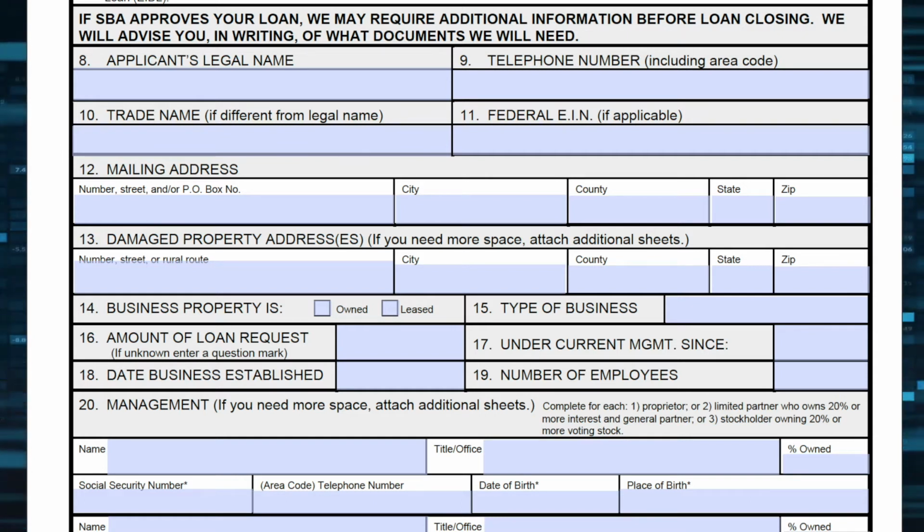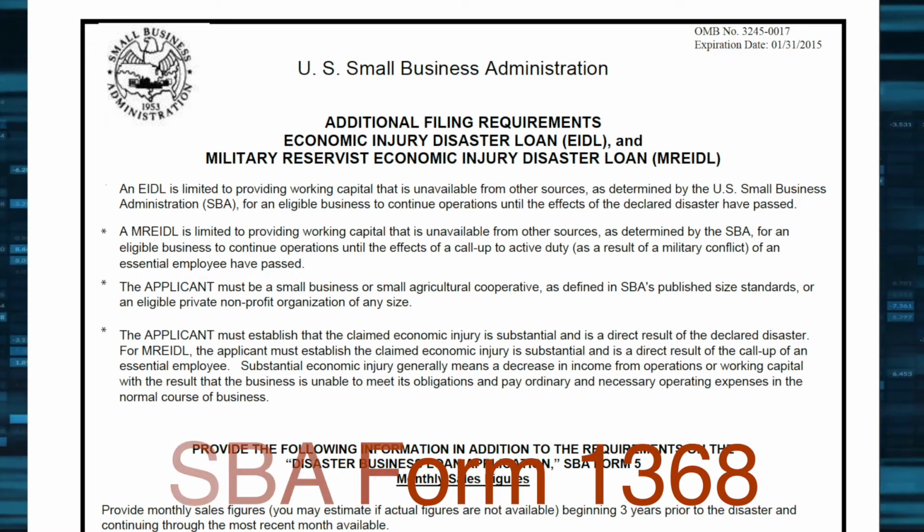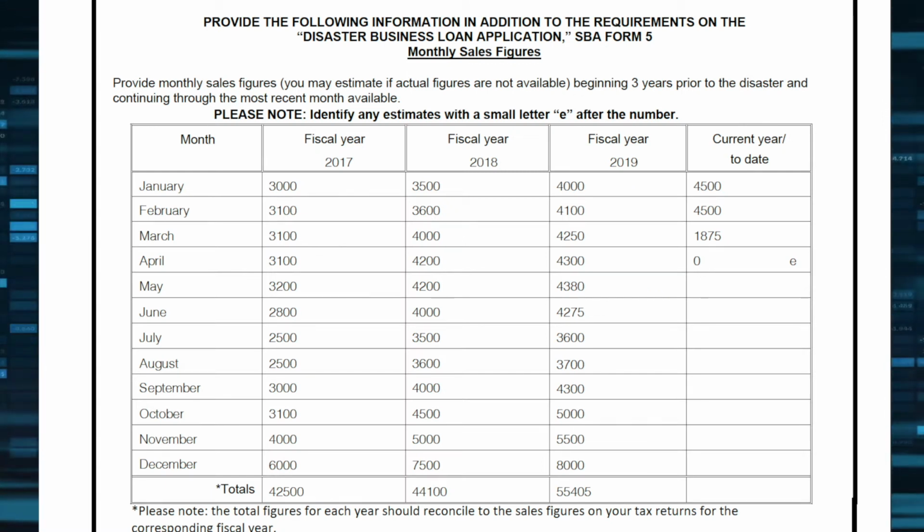SBA Form 1368, Statement of Revenues. We filled in a sample. Note, the prior year's revenues show consistency and growth. These numbers must match up with the previous year's tax returns.